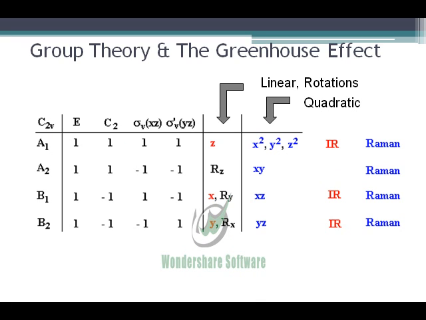Looking at this point group, we see that the A1, B1, and B2 vibrational modes are IR active because the X, Y, and Z indicate linear bending and stretching that have dipole moments.